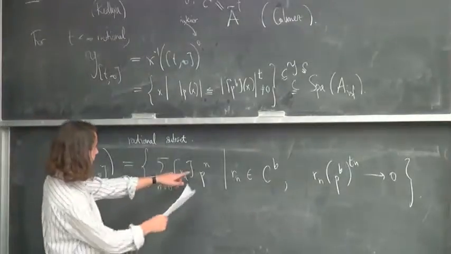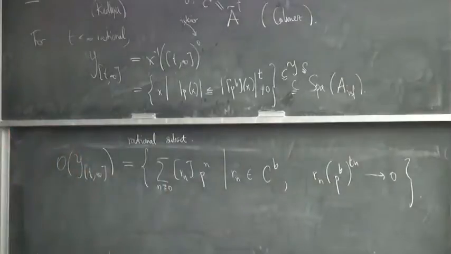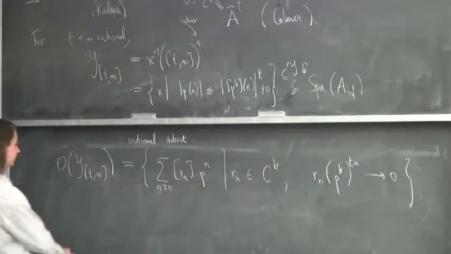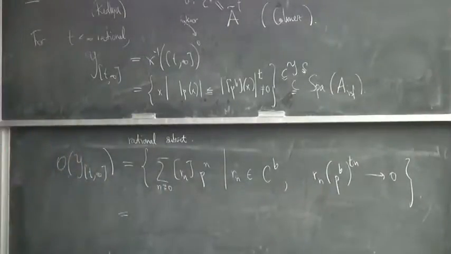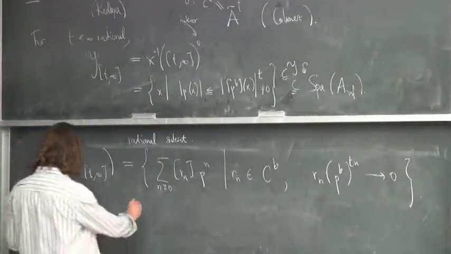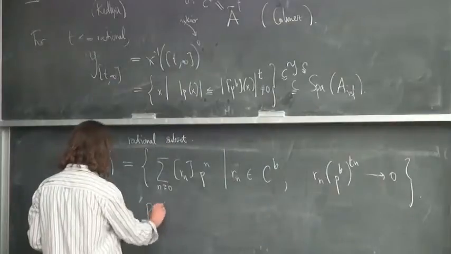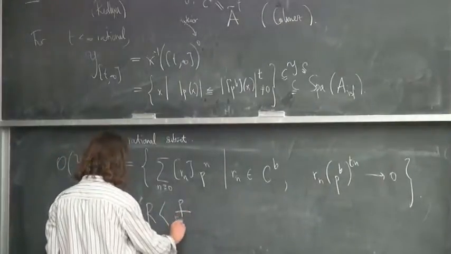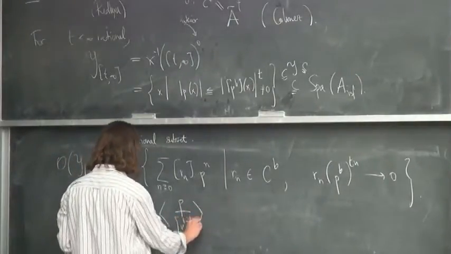So if I would put p over p flat to the t there, then the condition would be just that the coefficients go to 0. So in the notation of my last lecture, this would be R adjoint p over p flat to the t.